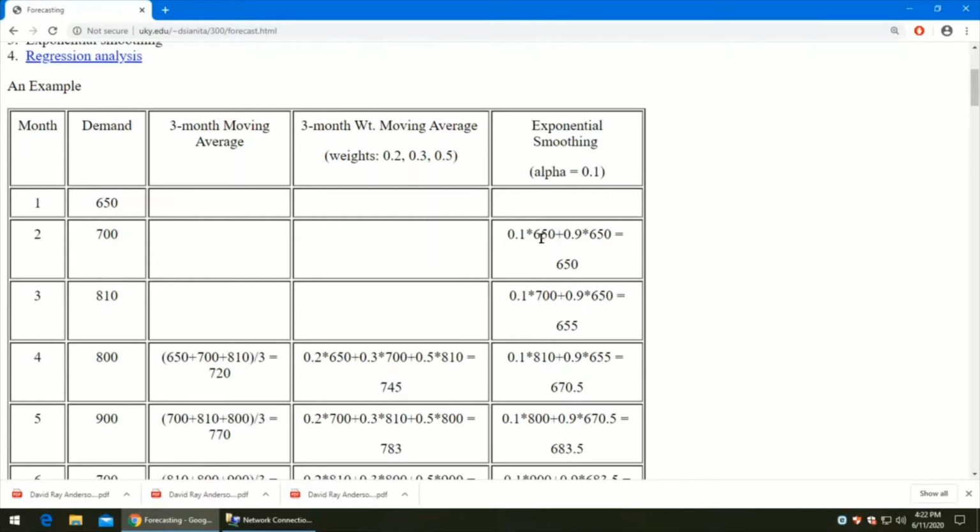So we have, in this case, 10% of 650 plus 90% of 650, which is 650. But in the next case, as you can see for the third month, we now have this value, which is just going to be the previous value plus this weighted demand.